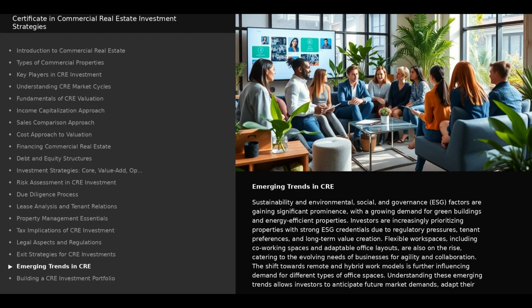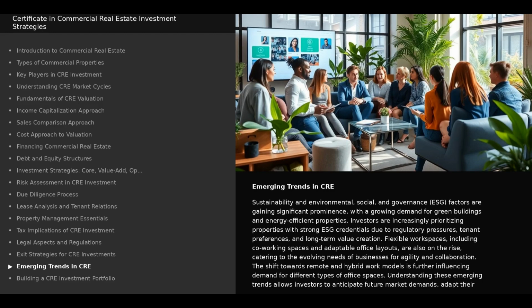Sustainability and environmental, social, and governance (ESG) factors are gaining significant prominence, with a growing demand for green buildings and energy-efficient properties. Investors are increasingly prioritizing properties with strong ESG credentials due to regulatory pressures, tenant preferences, and long-term value creation. Flexible workspaces, including co-working spaces and adaptable office layouts, are also on the rise, catering to the evolving needs of businesses for agility and collaboration.